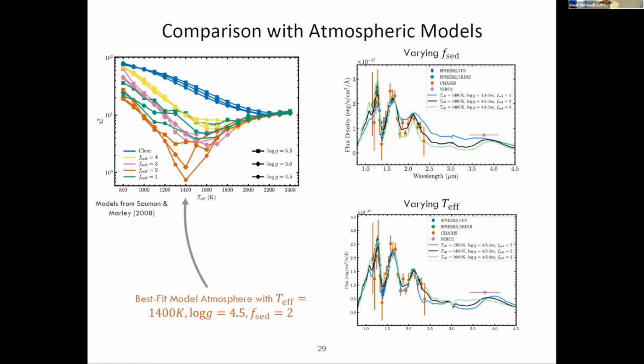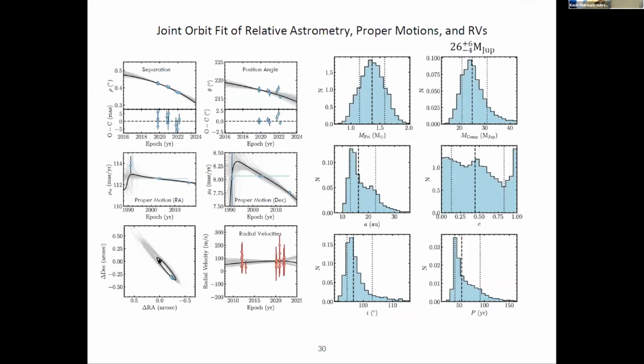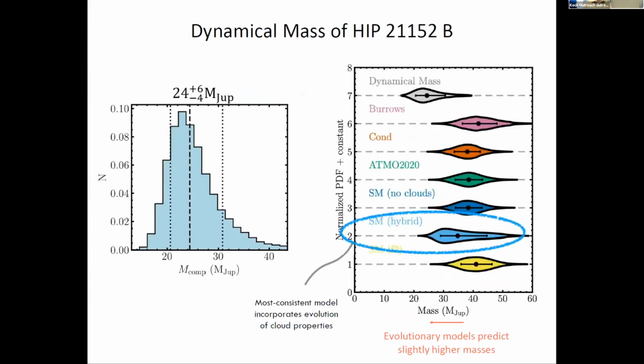Okay, and then the big top line science result of this: the dynamical mass of this object is around 25 Jupiter masses. And the interesting thing is that if we compare that with the model predictions, the model predicted masses are slightly higher, in the 40-ish Jupiter mass territory. So this is another case where there's a modest discrepancy between the model predictions for this object and the true dynamical mass of it.